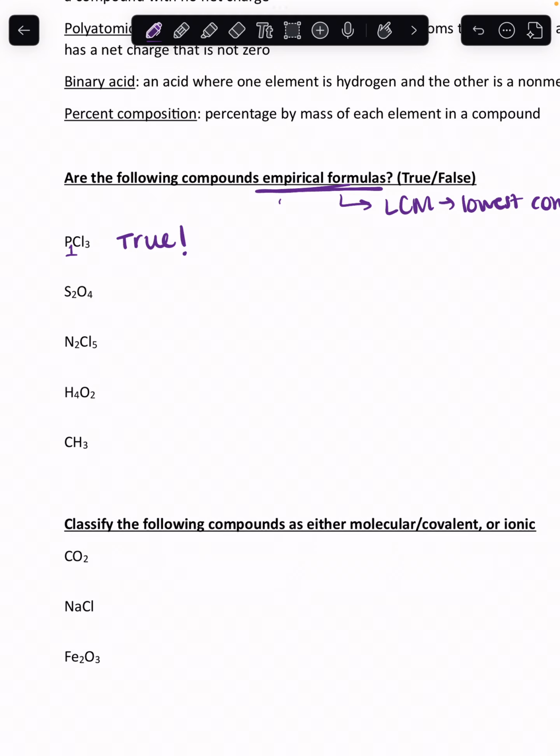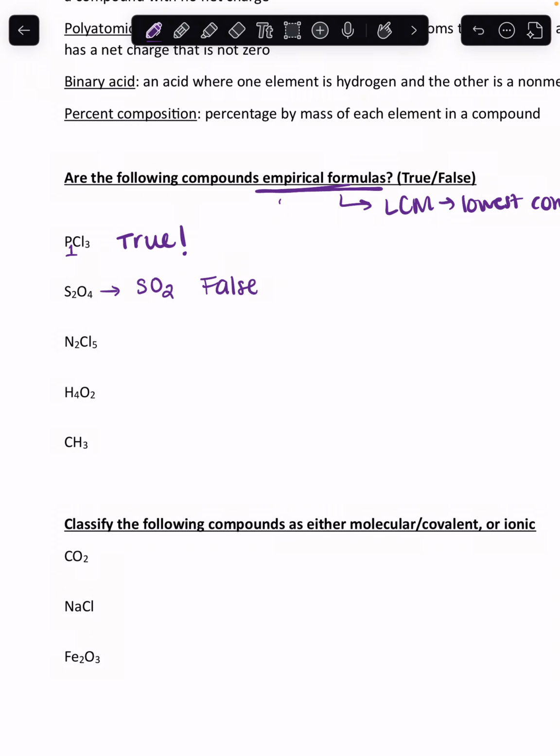The next one, S2O4. I immediately think to myself, 2 and 4. Definitely divisible numbers. 2 goes into 4. So I could reduce this to SO2. Sulfur dioxide. So this statement would be false. It is not an empirical formula.